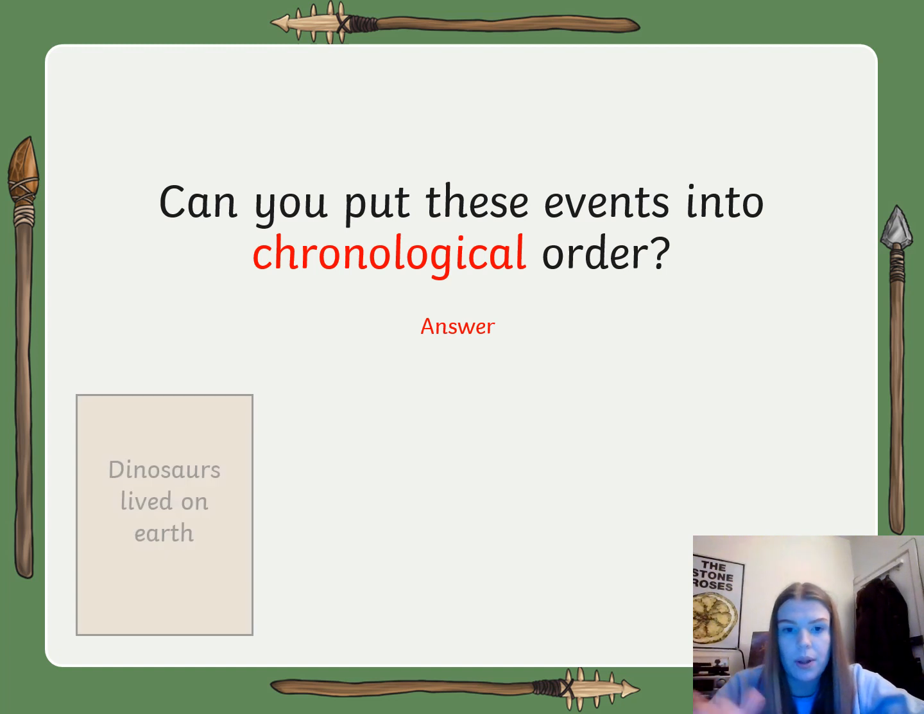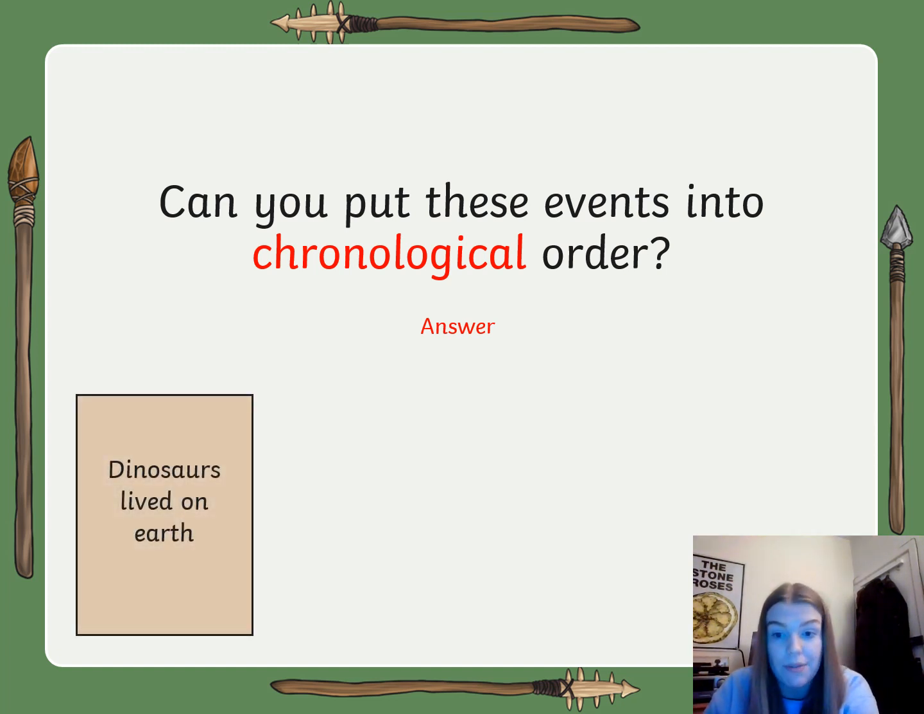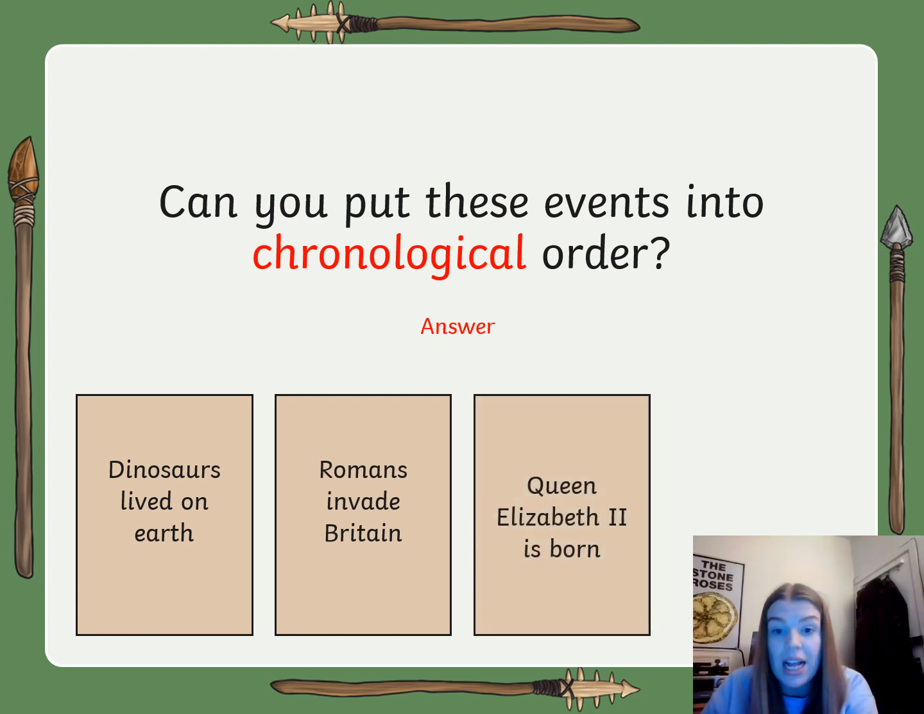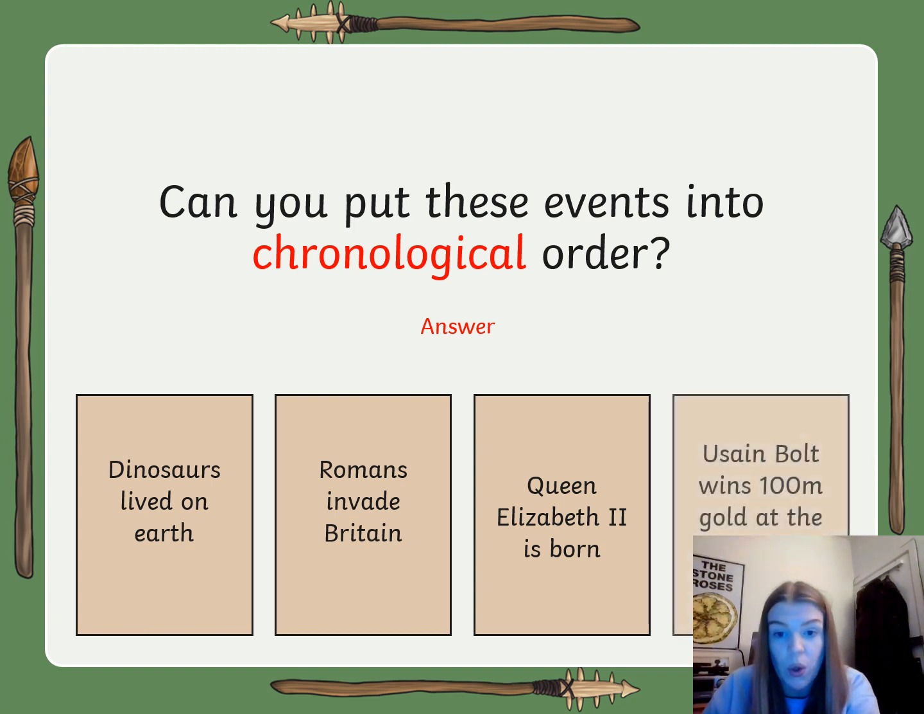Okay, so we were correct. Look, the dinosaurs are the oldest. They lived on the earth before any people, so we know that they were the oldest chronological event. Then we've got Romans invading Britain. Then we've got Queen Elizabeth II is born, and Usain Bolt wins the 100-meter gold at the Olympics. Well done, everybody, if you got that.